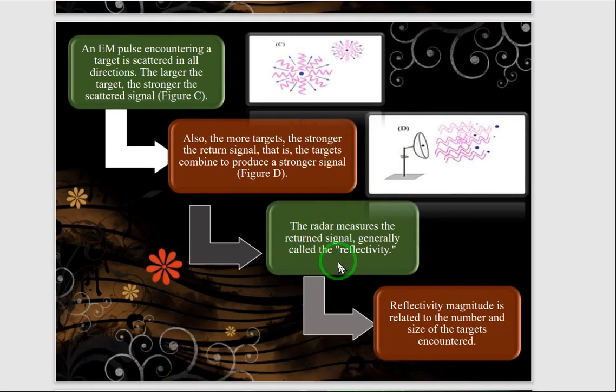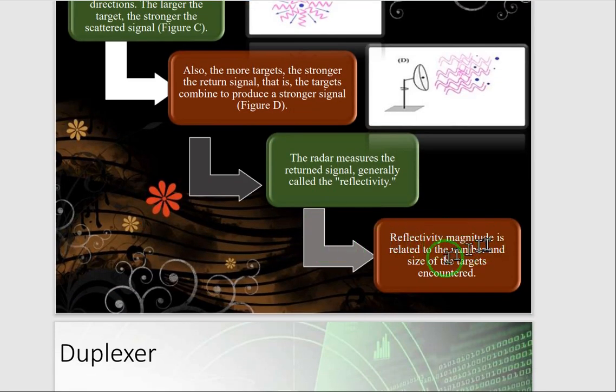The radar also measures the return signal, generally called the reflectivity. Reflectivity magnitude is related to the number and size of the targets encountered. That means if there is more than one target, the radar measures the return signal magnitude and the number of return signals, as a larger magnitude and number indicate the number of targets that are coming towards it.